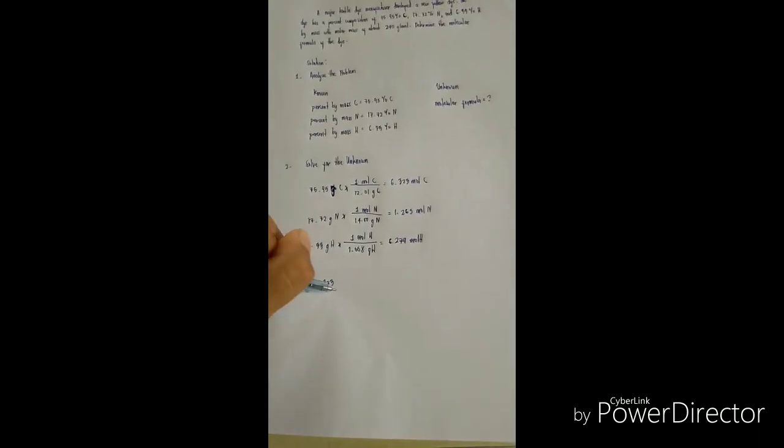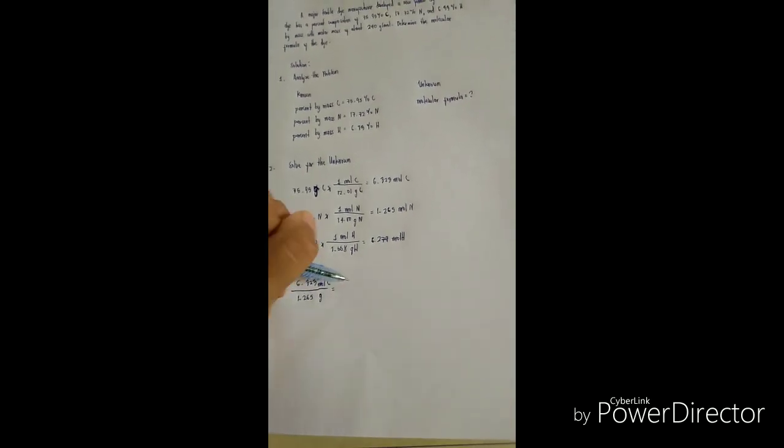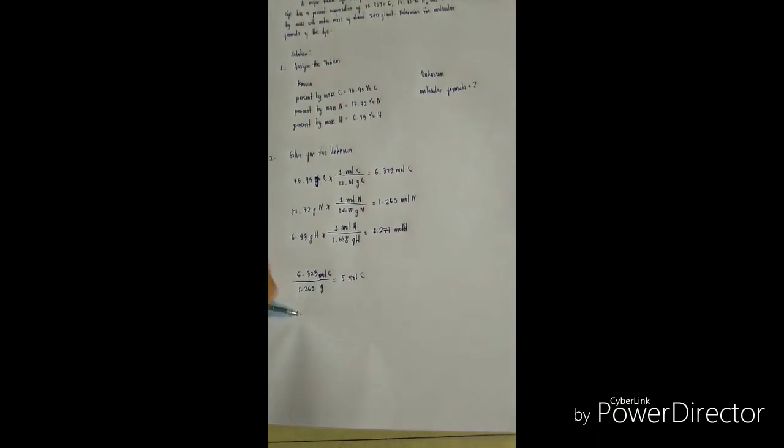So next, I calculate the simplest ratio of moles of elements by dividing the moles of each element by the smallest value in the calculated mole ratio. So 6.323 mole carbon divided by 1.265 equals 5 mole carbon.